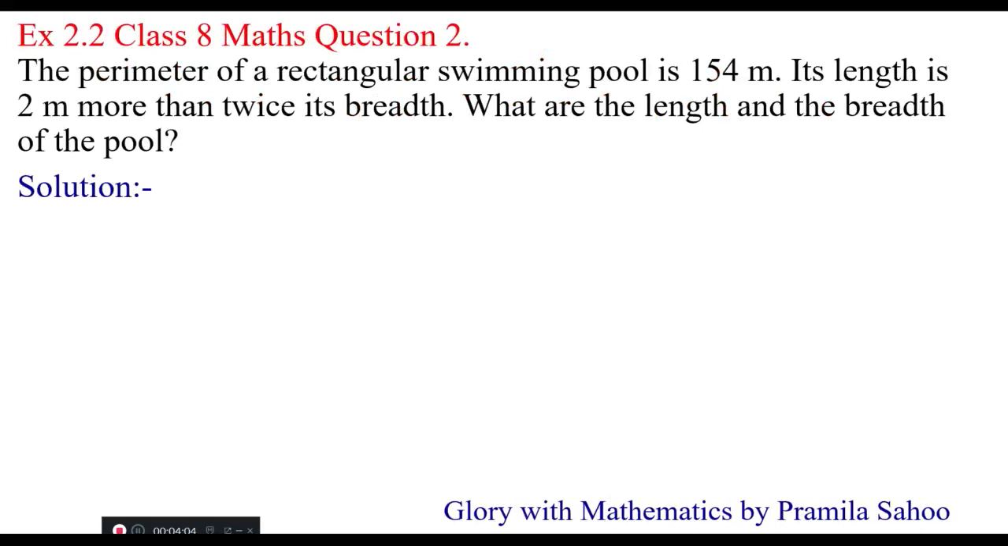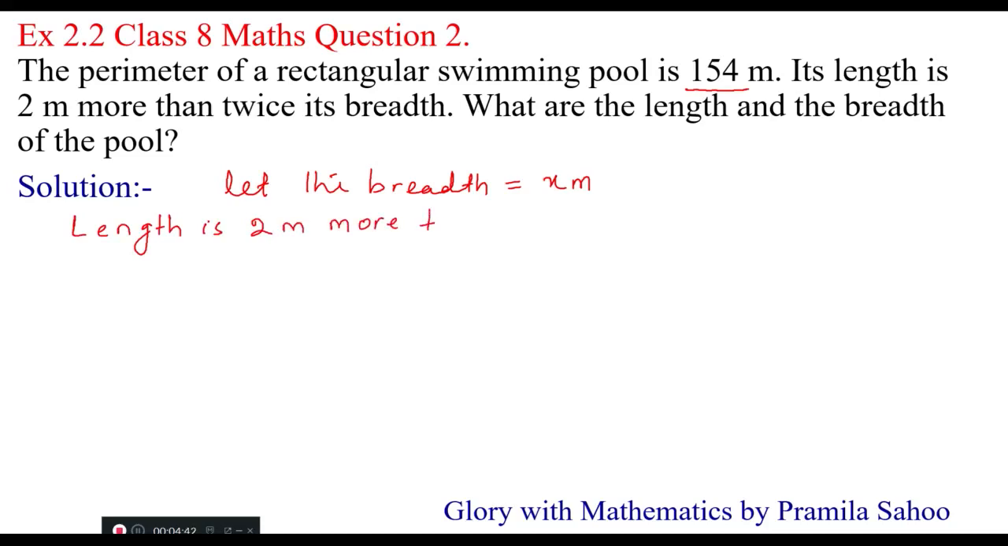So, next question number 2. The perimeter of a rectangular swimming pool is 154 meter. Its length is 2 meter more than twice its breadth. What are the length and the breadth of the pool? So, here let us take the breadth as x. Let the breadth be x meter. So, length is 2 meter more than twice its breadth.